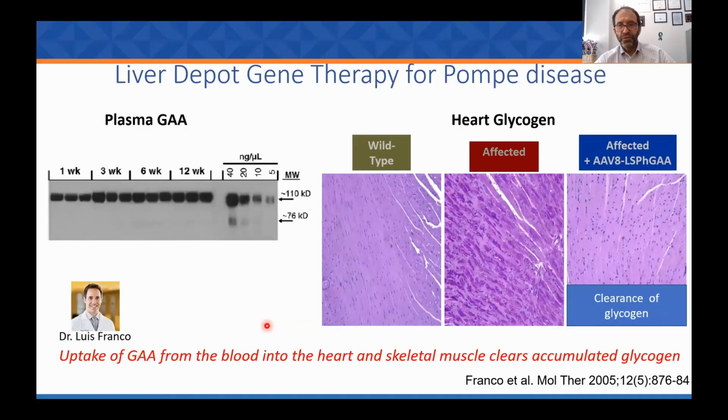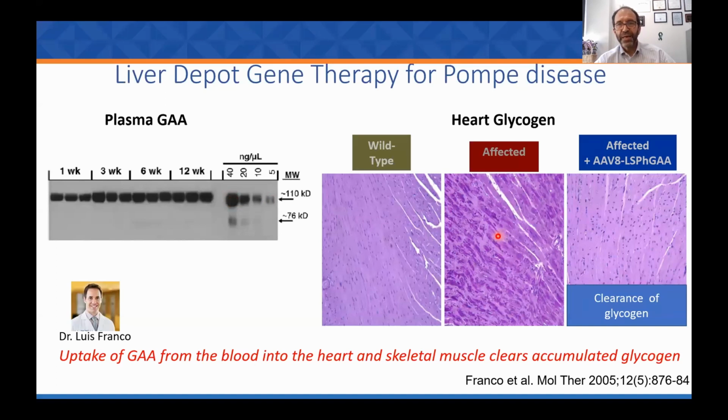This is an example of one of those early experiments. One of the scientists in the laboratory made the vector. We administered it to GAA knockout mice with Pompe disease, and you can see the GAA in the blood, very stable and increasing out to 12 weeks. And it compares with the GAA protein over here on the right, good quantity, the same size.